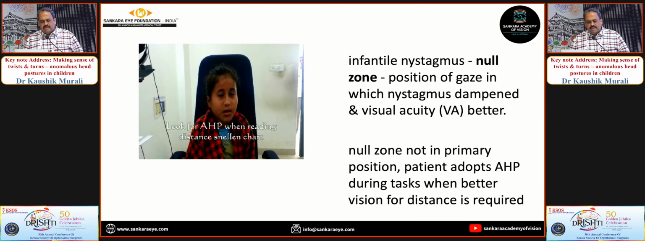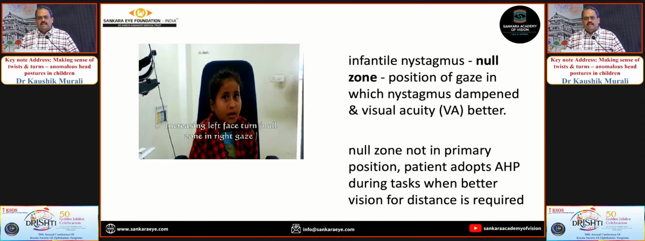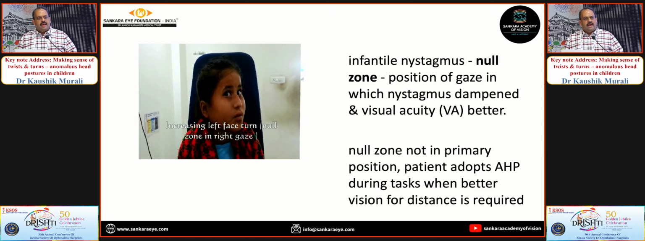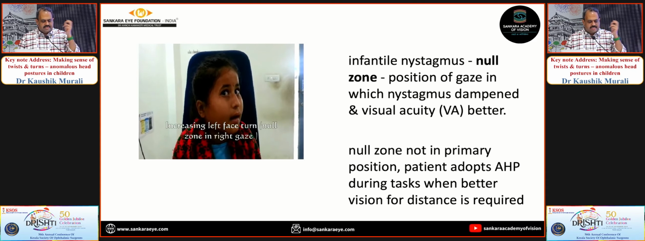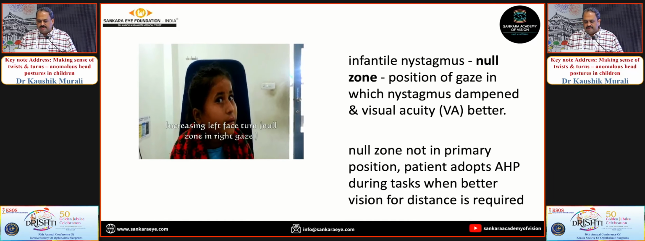In infantile nystagmus, again, we know that there is something called the null zone. The null zone is that position in gaze where the nystagmus is dampened, and with the nystagmus becoming dampened, the visual acuity automatically gets better. So in this case, you will notice that the face turn kind of dampens the nystagmus. I apologize, the video is small, it may not be very evident.